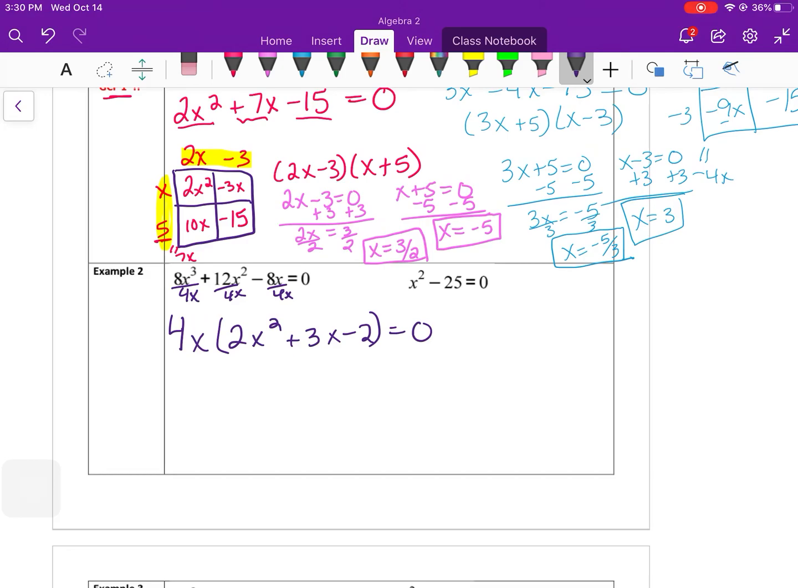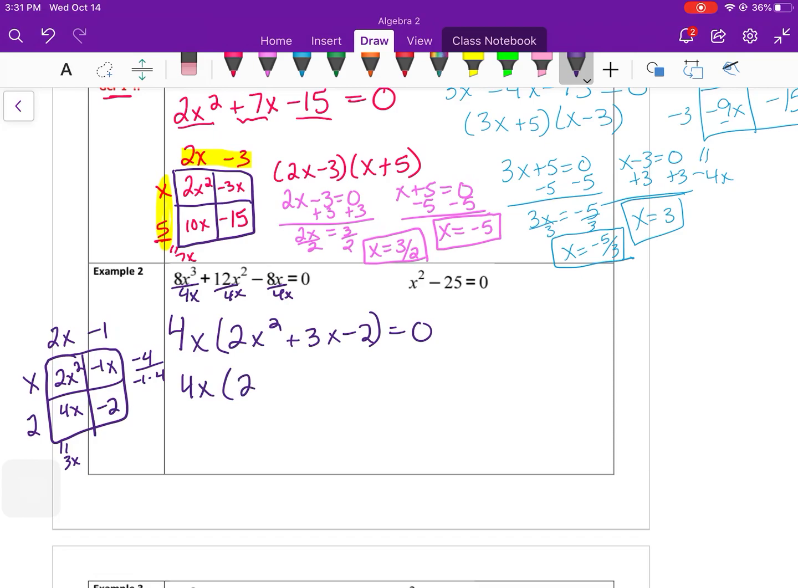Then factoring the middle more. So let's see. We've got a 2x squared and a negative 2, and those multiply to negative 4 and have to add up to 3, so it'd be negative 1 and positive 4. So negative 1x and 4x in the diagonals to make my 3x. Figuring out the outside, the 2x squared and the 4x are both divisible by 2x, and 2x times x is 2x squared. X times negative 1 is negative 1x, and 2x times 2 is 4x. So this would be 2x minus 1 and x plus 2.